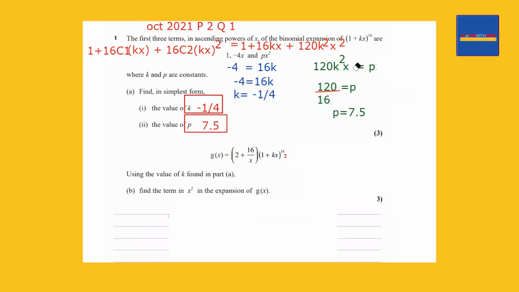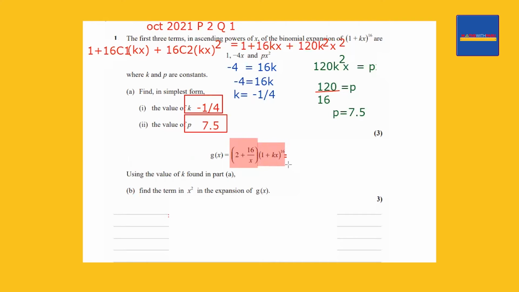Now that's the first part of the question, Part A, and they have parts 1 and 2. Now we're going to go on to the second part of the question. Here they say using the value of k you found in part A, find the term in x squared in this expansion. Now here we have 2 brackets. We have 2 plus 16x, and we also have 1 plus kx to the power 16.